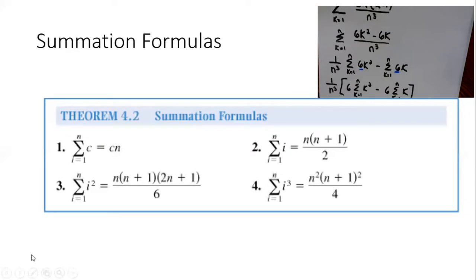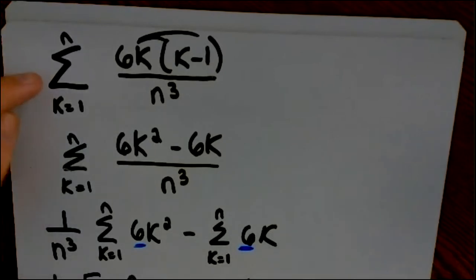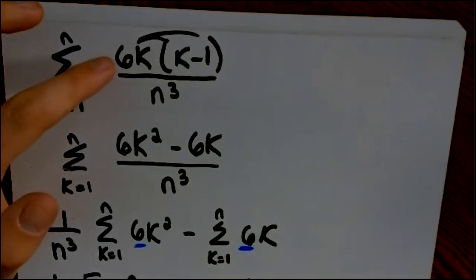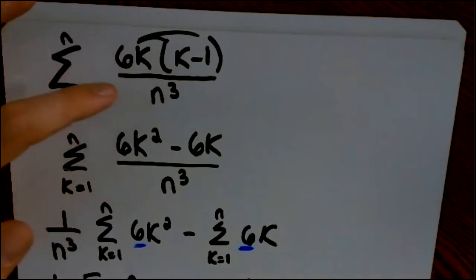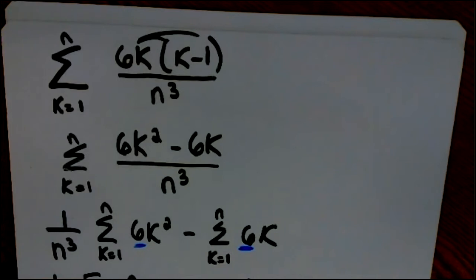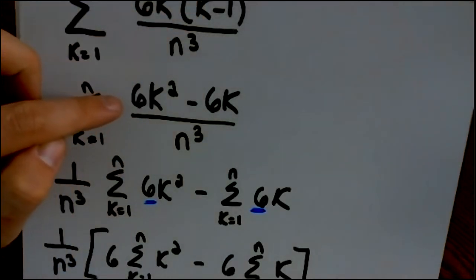If I look at the original problem here, let me stop sharing. So the original problem I have is the sum from k equals 1 to n of 6k times k minus 1 all over n to the third. So in order to use my formulas, I need to break this up and simplify it quite a bit before I get started. First thing I do is distribute that 6k, and I get 6k squared minus 6k.